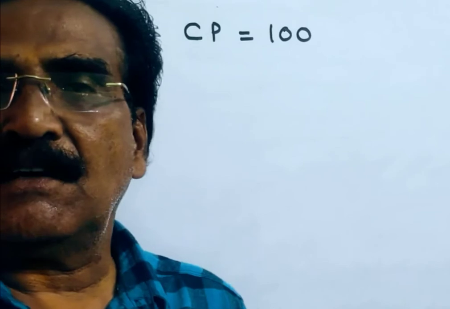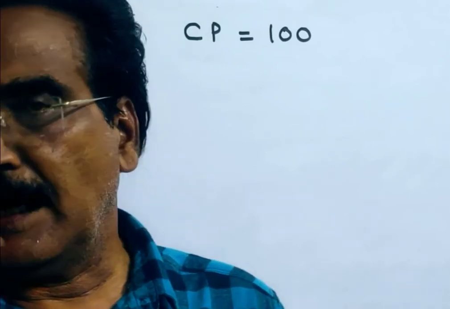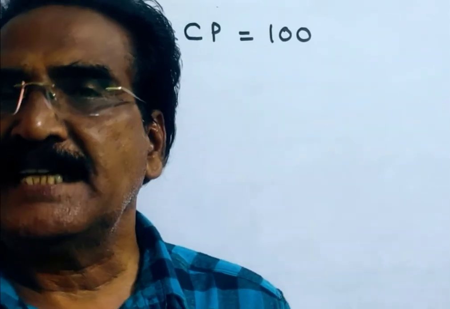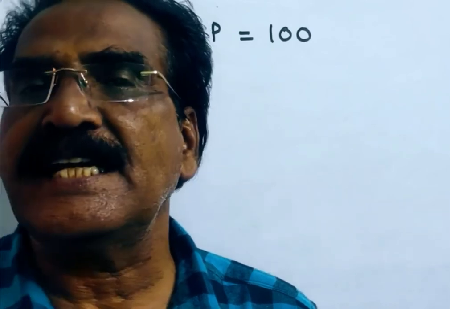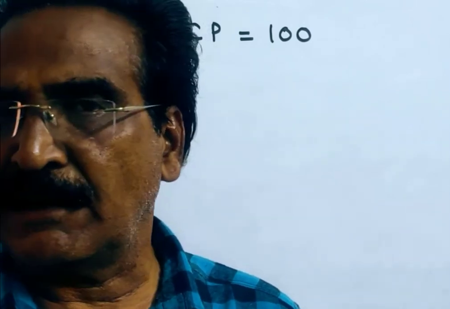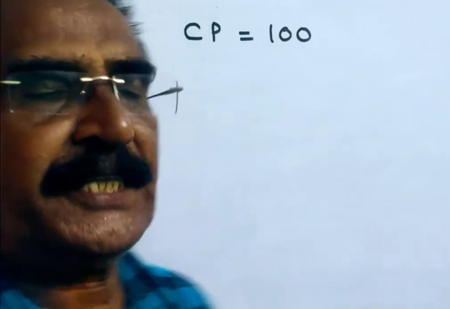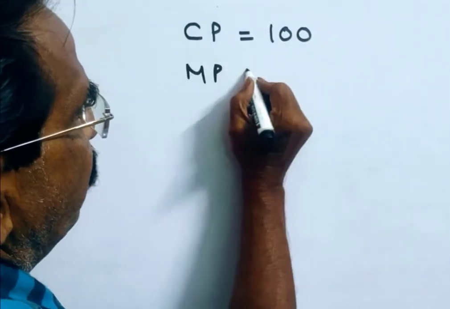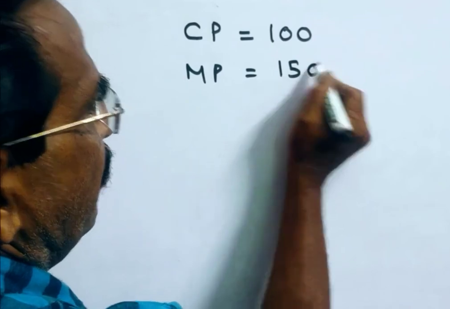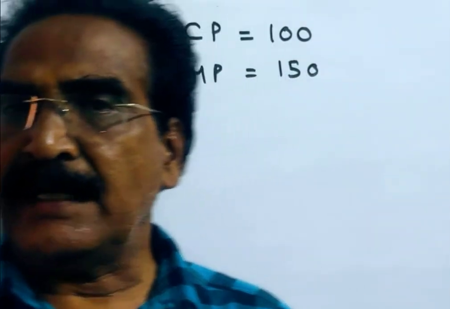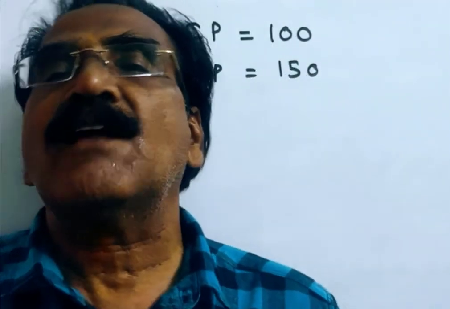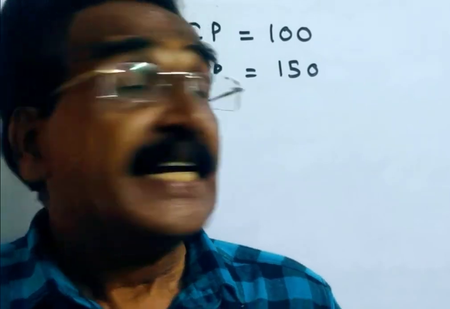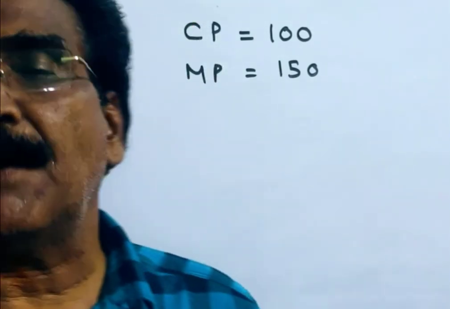See friends, say the cost price of the article is 100 rupees. Here the salesman initially marked up his article 50% above the cost price. So then the marked price will be 150.